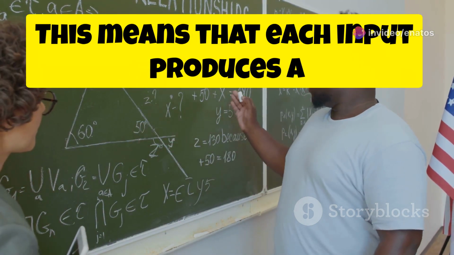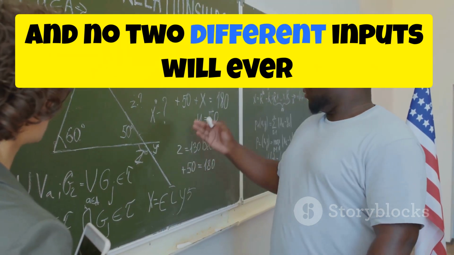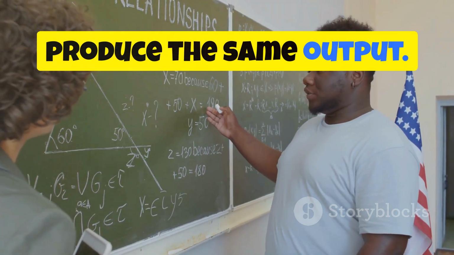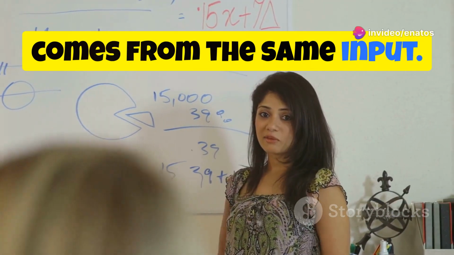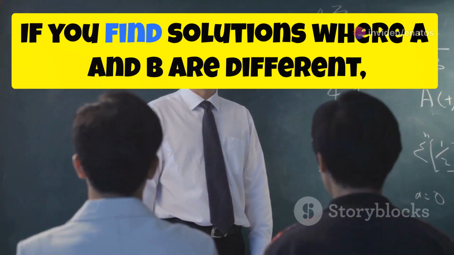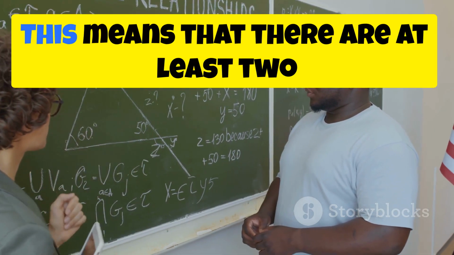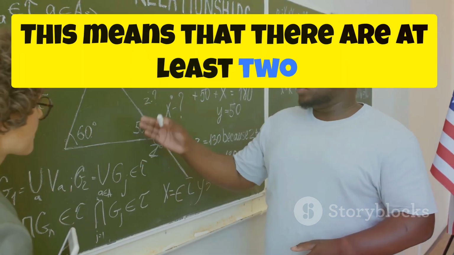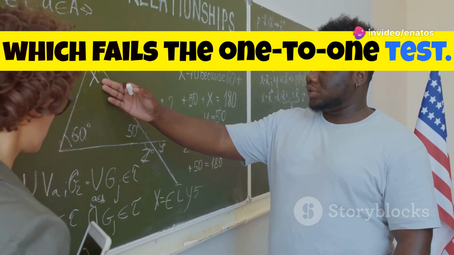This means that each input produces a unique output, and no two different inputs will ever produce the same output. This confirms that the same output only comes from the same input. In other words, the function passes the one-to-one test. If you find solutions where a and b are different, then the function is not one-to-one. This means that there are at least two different inputs that produce the same output, which fails the one-to-one test.